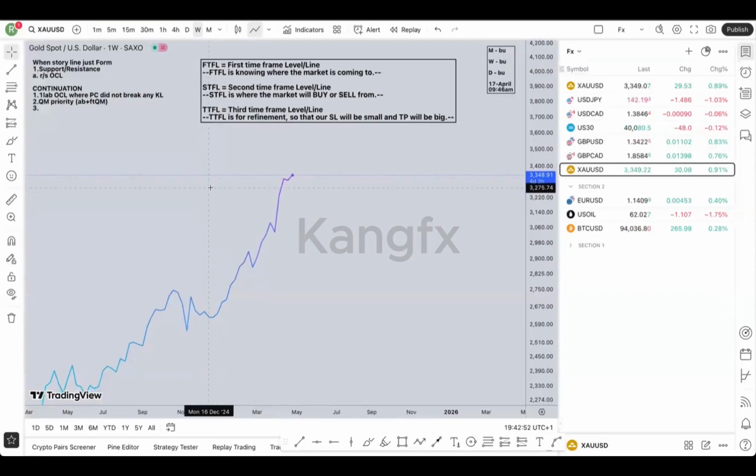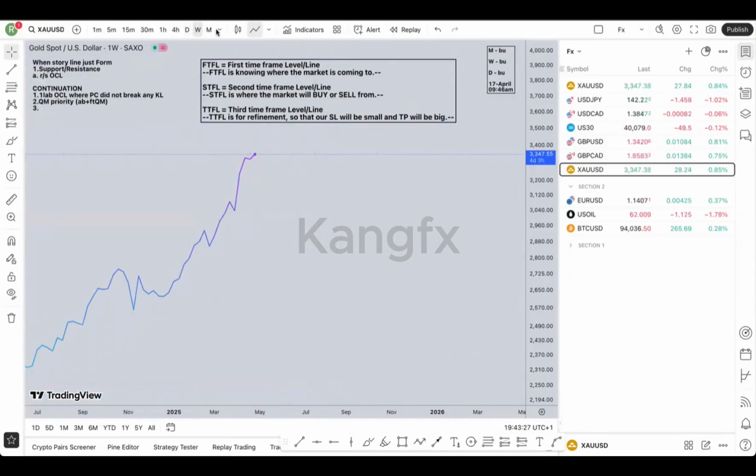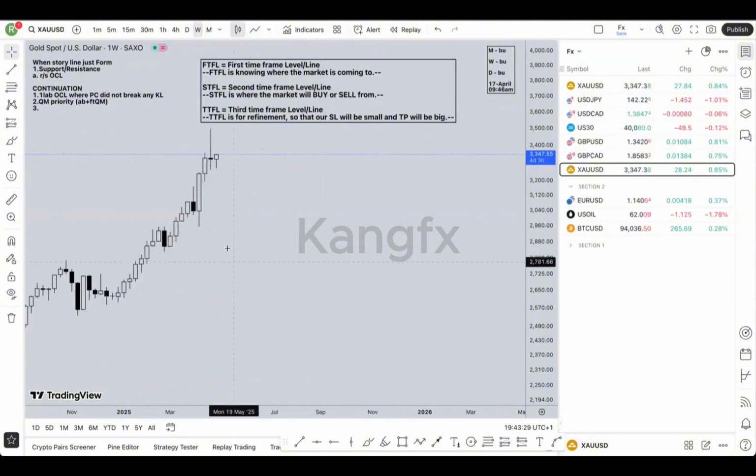So in our last session, we talked about FTFL, which was first time frame level or first time frame line. In this session, we're going to cover second time frame level or second time frame line. So what is STFL? STFL is where the market will buy or sell from. Let's go back to our normal charts.